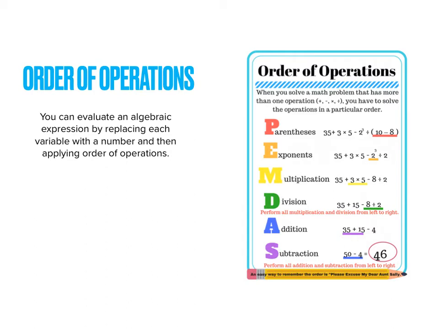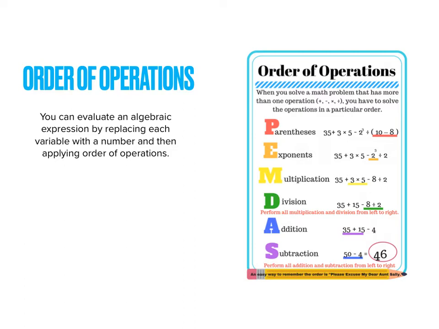In this section, the order of operations is very important. You can evaluate an algebraic expression by replacing each variable with a number and then applying the order of operations. So our order of operations is PEMDAS. Please excuse my dear Aunt Sally is how I remember it, but I know you guys probably have different things about how you remember it, but the important thing is that in an equation, you start with the parentheses. So if you have parentheses, you're going to start with that.